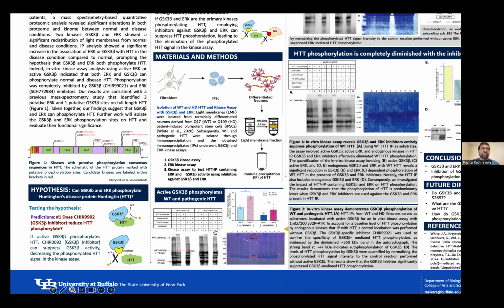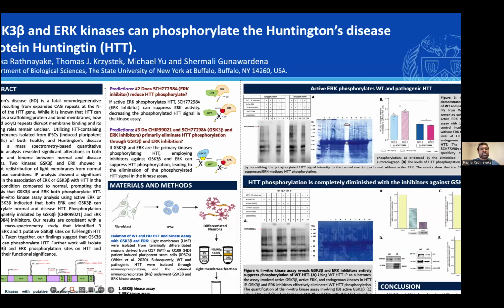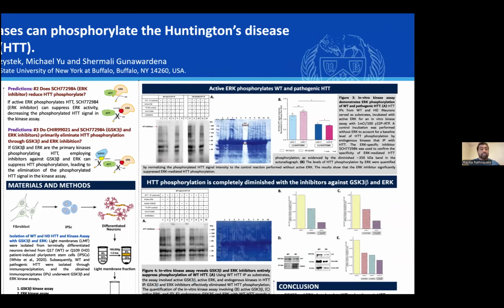Our results showed that GSK3-beta can phosphorylate both normal and pathogenic forms of Huntingtin protein. With the presence of inhibitor, the phosphorylation levels are significantly reduced, which confirms that Huntingtin can be phosphorylated by GSK3-beta, and the pathogenic form of Huntingtin is largely phosphorylated by GSK3-beta when compared to the wild type. So the next step was to identify the phosphorylation of Huntingtin by ERK.